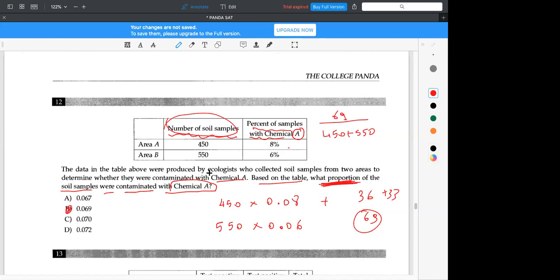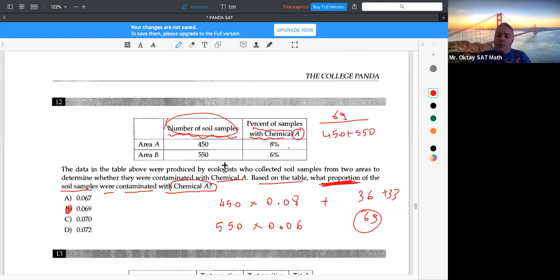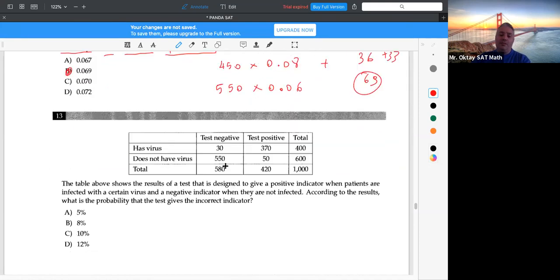One more time. We are talking about the proportion of the soil samples that were contaminated with chemical A. So chemical A, this is the column. So the things with chemical A, 8% and 6%. So we have two things. How it comes then from source A, 450 times 0.08 plus source B, 550 times 0.06, which will be 69, divided by totally 450 plus 550.